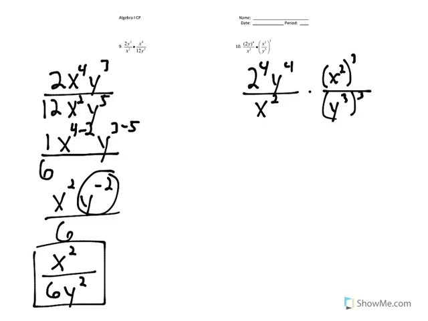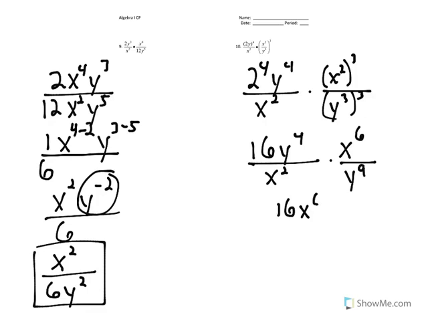Okay, so I'm going to evaluate 2 to the 4th is 16, y to the 4th over x squared, times x squared cubed, multiply the 2 and the 3, so we get x to the 6th, and then the denominator y to the 9th. Now we can multiply straight across. We get 16 x to the 6th, y to the 4th, so the order there doesn't matter. I'm just putting my x first and my y second. And then we have x squared over y to the 9th.